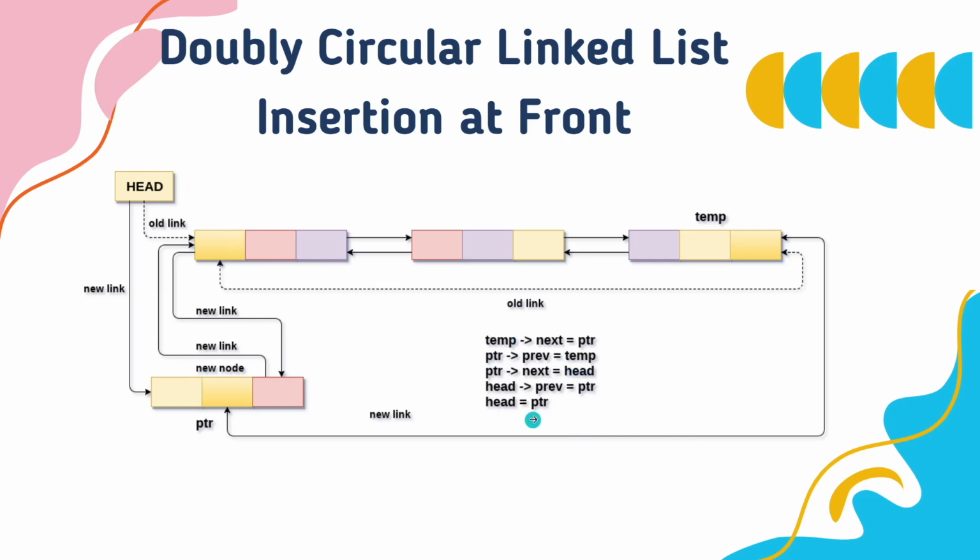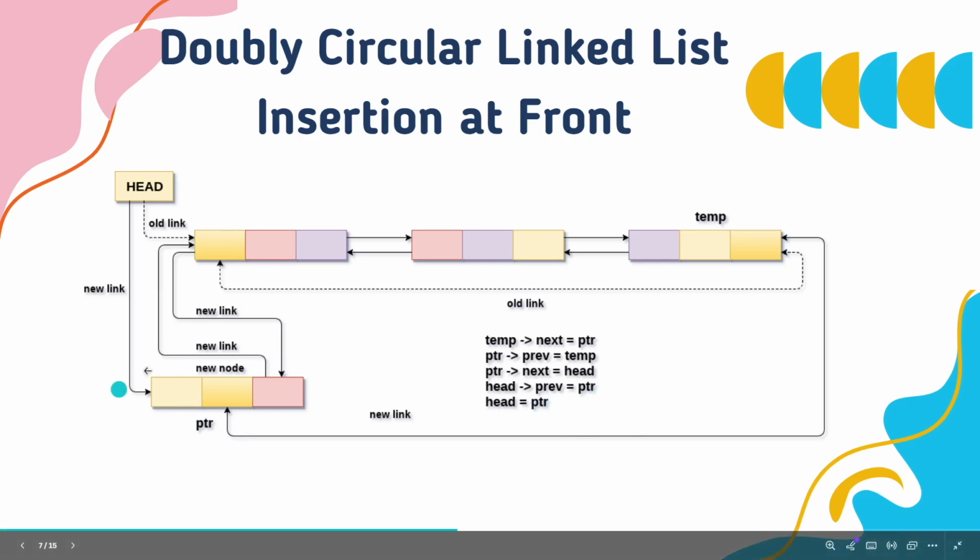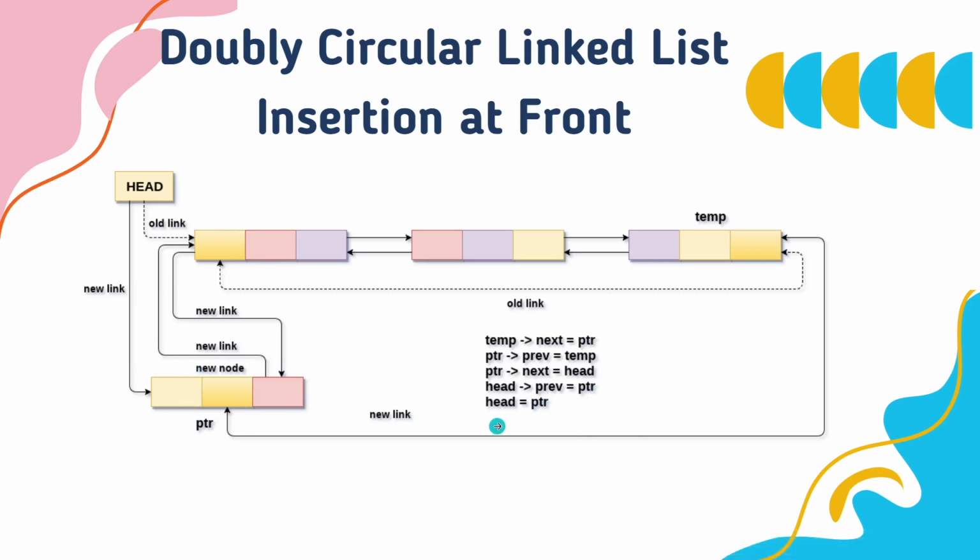So I say head's previous is equal to PTR, and finally, I should make the new node the first node of that list, for which I do the assignment head is equal to PTR. Upon doing these 5 pointer modifications, I will be able to add one node at the first position in a doubly circular linked list.